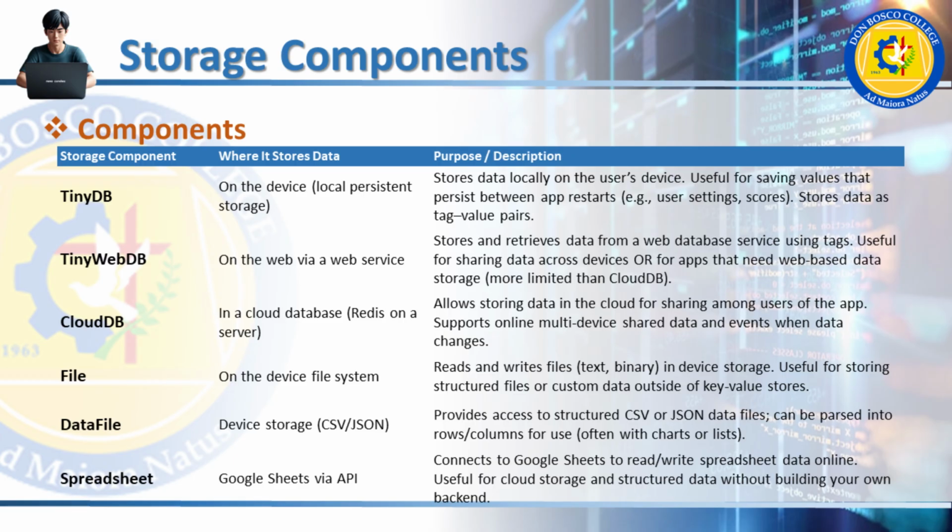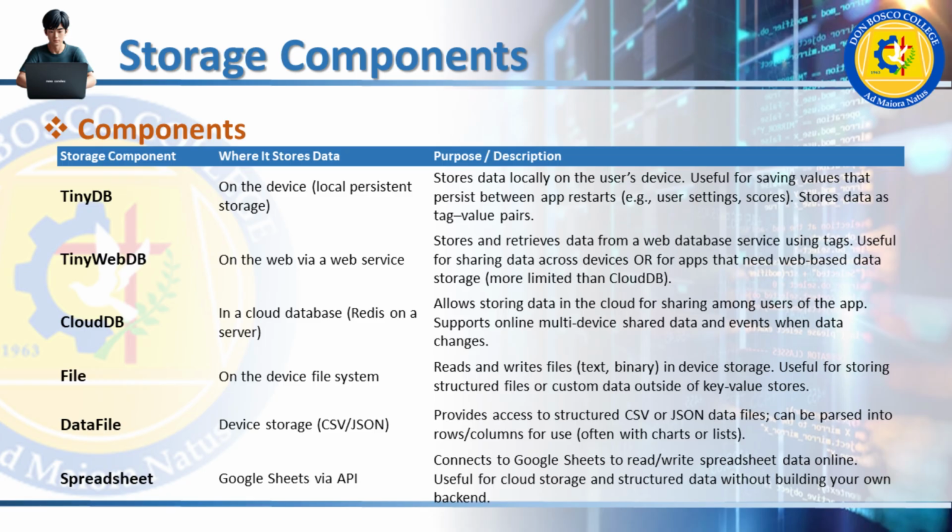TinyDB is a local persistent storage component that stores data directly on the user's device. It is useful for saving values that persist between app restarts, such as user settings or scores, and stores data as tag value pairs. TinyWebDB stores and retrieves data from a web database service using tags. It is useful for sharing data across devices or for apps that require web-based storage, although it is more limited compared to CloudDB. CloudDB allows data to be stored in the cloud for sharing among users of the app. It supports online multi-device, shared data, and triggers events when data changes.